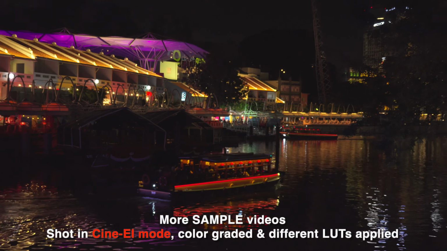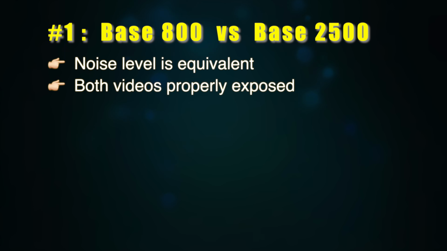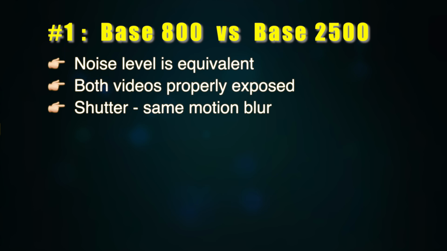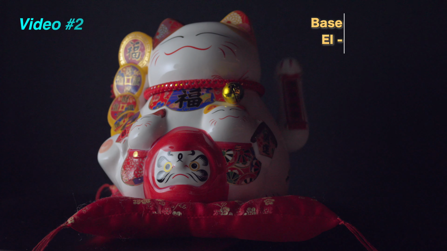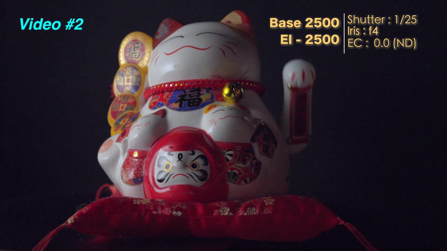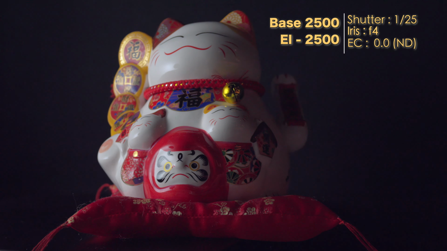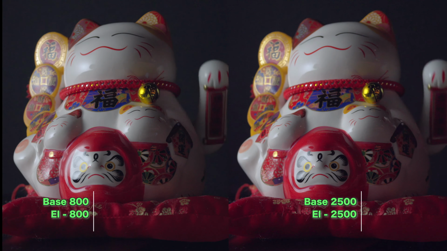Claim number 1. Quality performance, especially noise, is equivalent between the dual ISO bases. Videos are properly exposed. Shutter and iris are matched to give similar motion blur and depth of field. First video: base ISO 800, EI 800. Second video: base ISO 2500, EI 2500. To properly expose for ISO 2500, ND filters are deployed to reduce the light reaching the sensor.